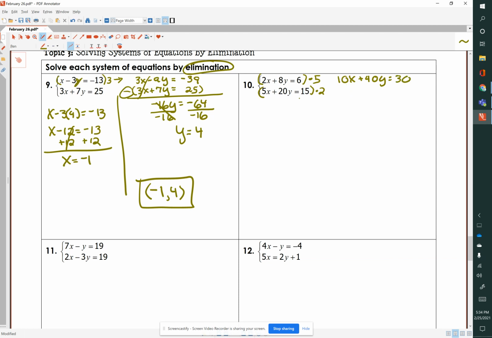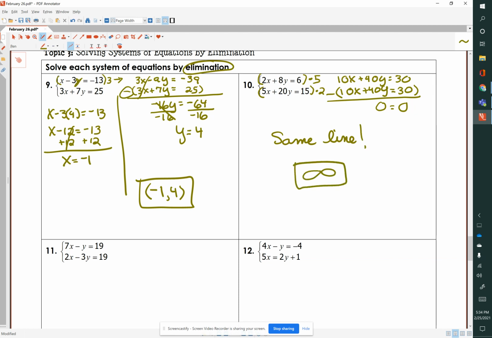And we'll multiply the second equation by 2. That will give us 10x plus 40y equals 15 times 2 is 30. I hope you can see what's already happening. If I subtract the second equation from the first, I end up with 0 equals 0. What this means is that both of these equations are the same line or graph, okay? That means there is an infinite number of solutions.